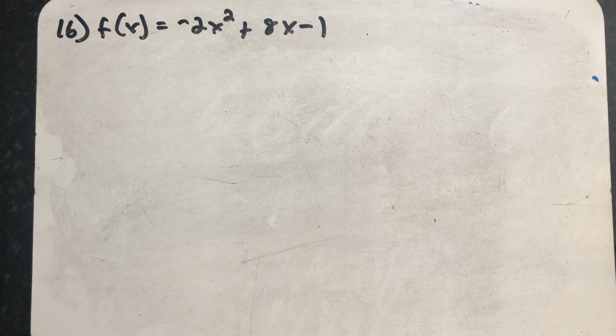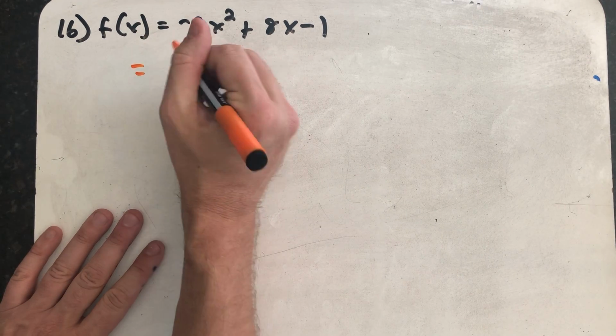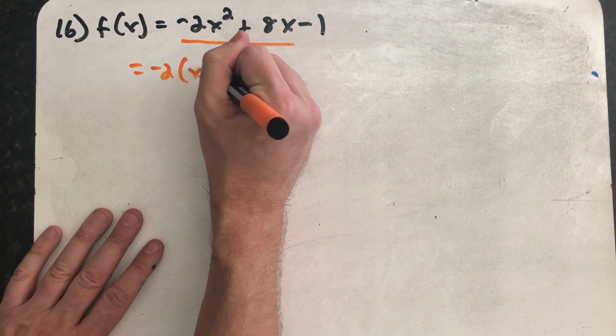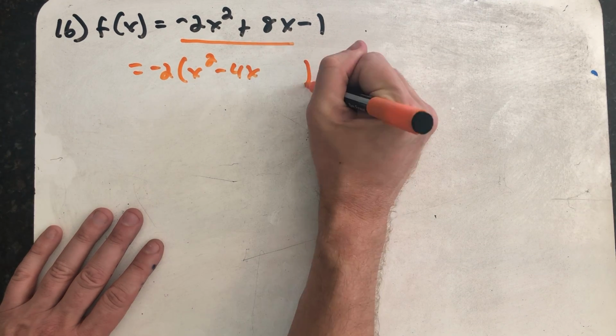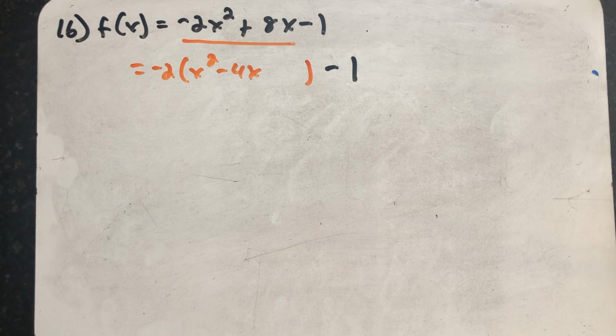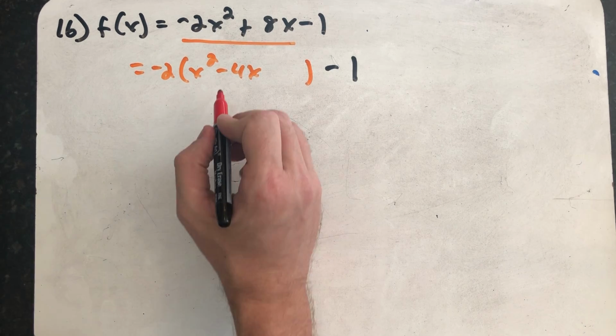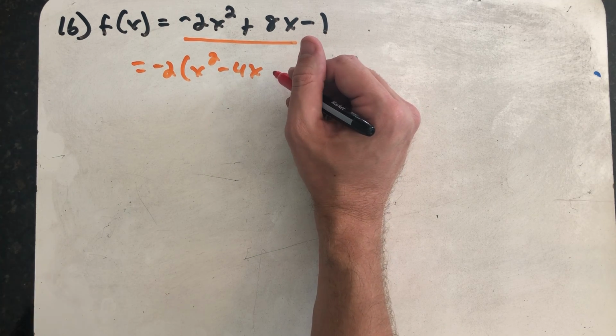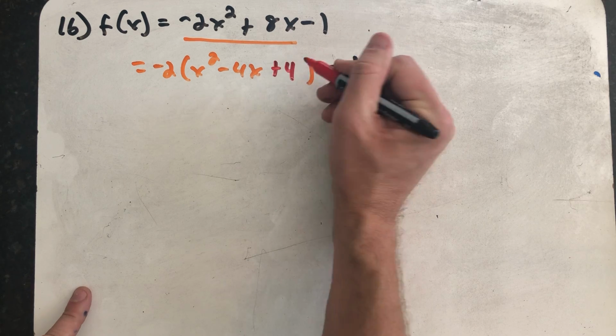Alright. So again, I'm going to group the things with an x. I'm going to factor out a minus 2. I'm still going to have that minus 1 out here. On the inside of the parentheses, I'll complete the square, so minus 4 divided by 2 is minus 2, squared is 4.